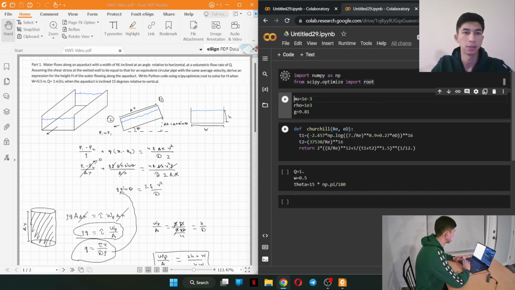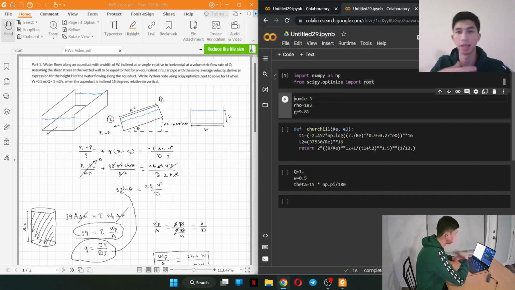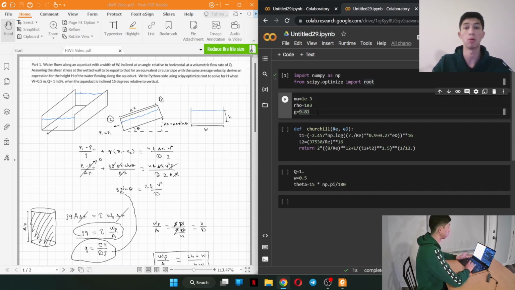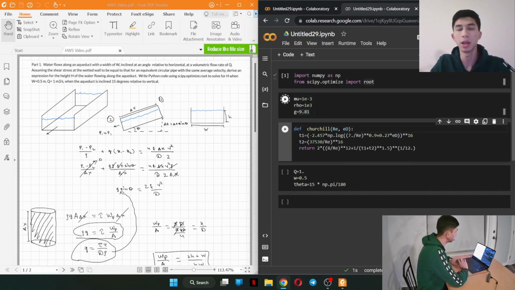For our problem, the water is flowing in the aqueduct, right? So we're going to need something specific for the water. The mu, which is the viscosity of water, is equal to 1 times 10 to the power of -3, and the density of water is 1000 kilograms per meter cubed, and g, which is gravitational acceleration, is equal to 9.81. We're going to need those in our function later.